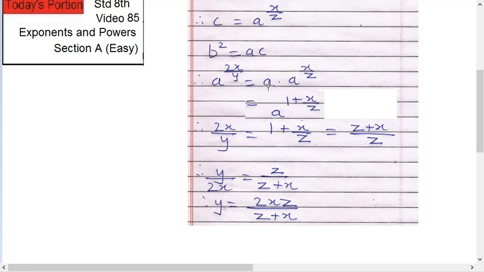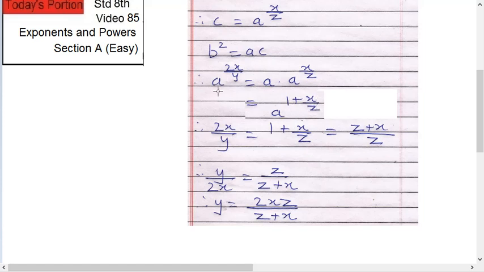So solve this right hand side. It becomes a raised to 1 into a raised to x upon z. So it becomes a raised to 1 plus x upon z, right? Formula: x raised to a into x raised to b equals x raised to a plus b, right? That formula. So now what happens? A raised to 2x upon y equals a raised to 1 plus x upon z.